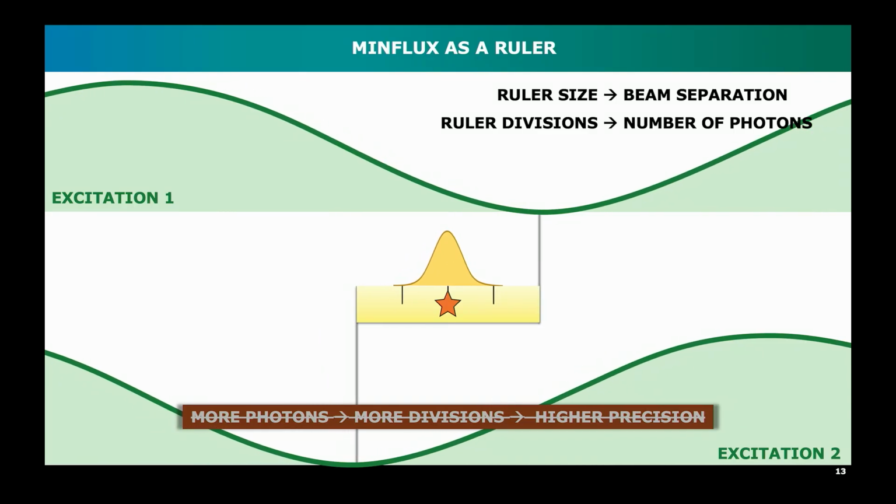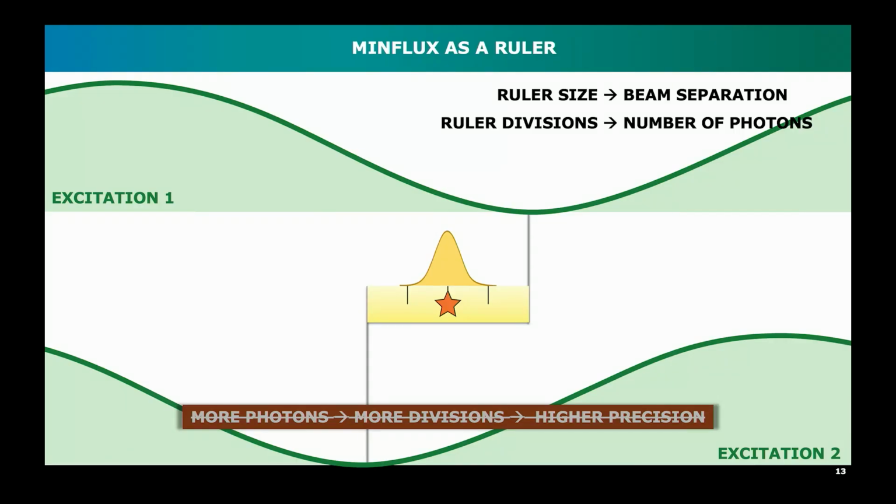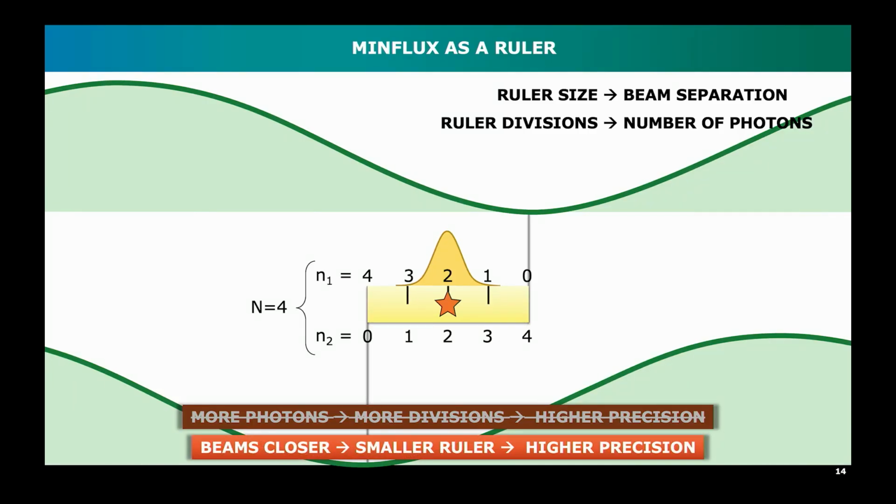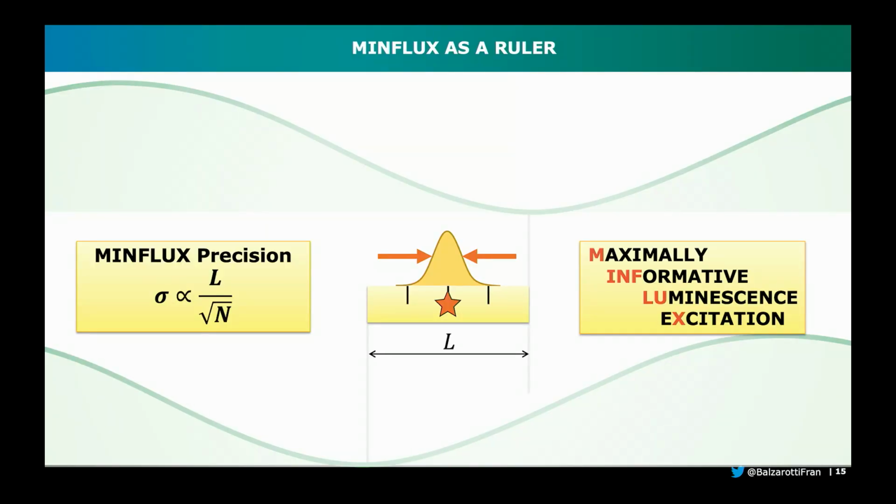What you can do is keep using few photons, but manipulate this ruler by shrinking it and using these two sequential beams closer to each other. So this is purely geometrical, and of course, at the end of it, you can have few photons, but still your measurements are very closely spaced anyway. So you can have high precision with few photons if you modify the geometry of your problem. And this is what you're really doing in MINFLUX.